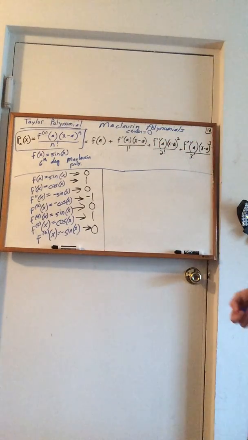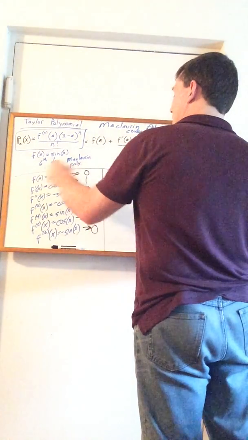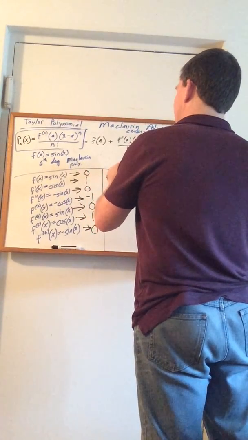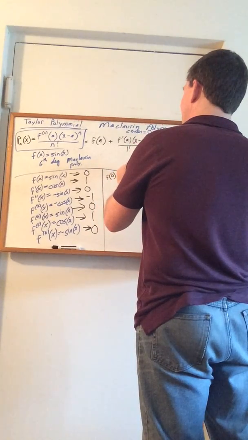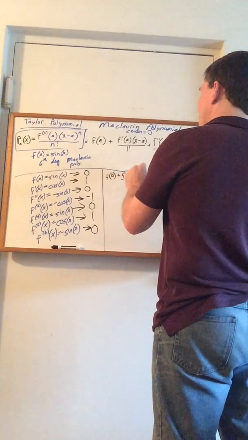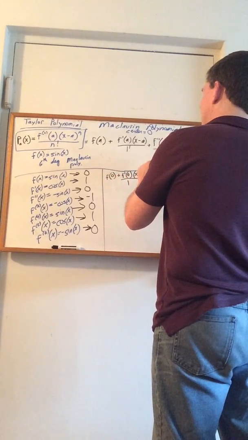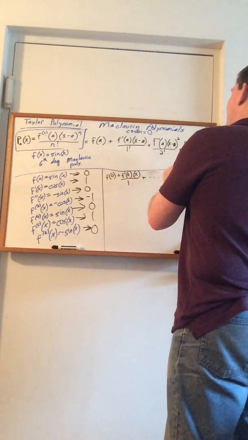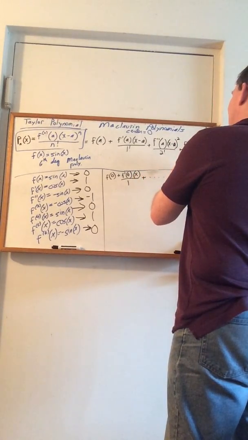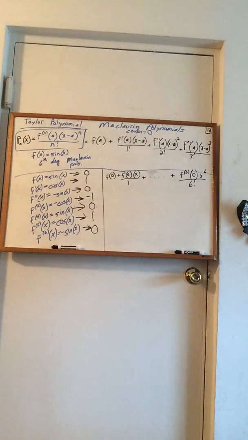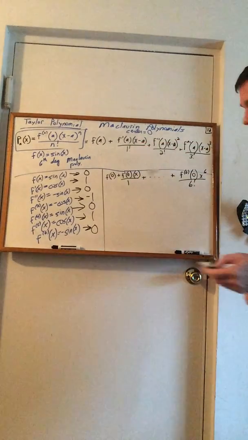Now I can generate the polynomial. So I do f of 0 plus f prime of 0 times x minus 0, which is just x, over 1 plus f double prime, and actually we're going to shortcut this, all the way out to the 6th derivative at 0, x to the 6 over 6 factorial. Because now I can just plug in the values right there.